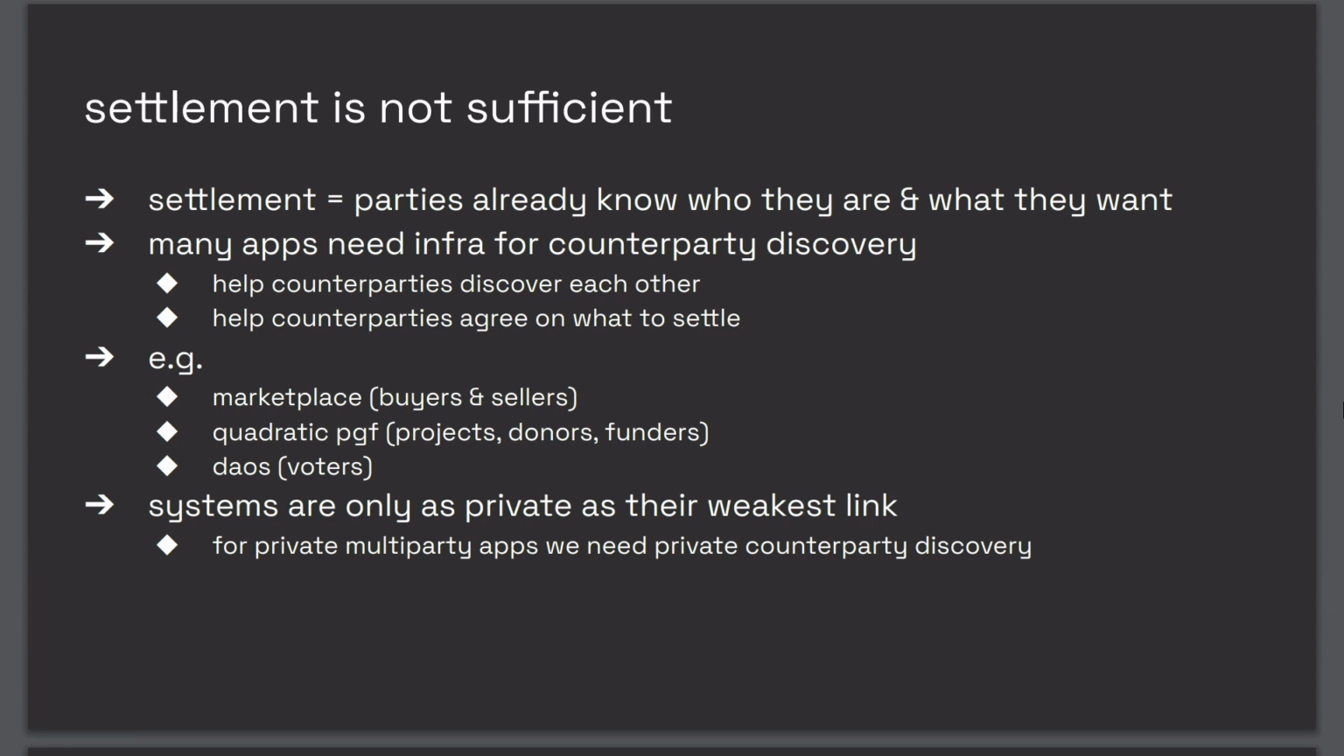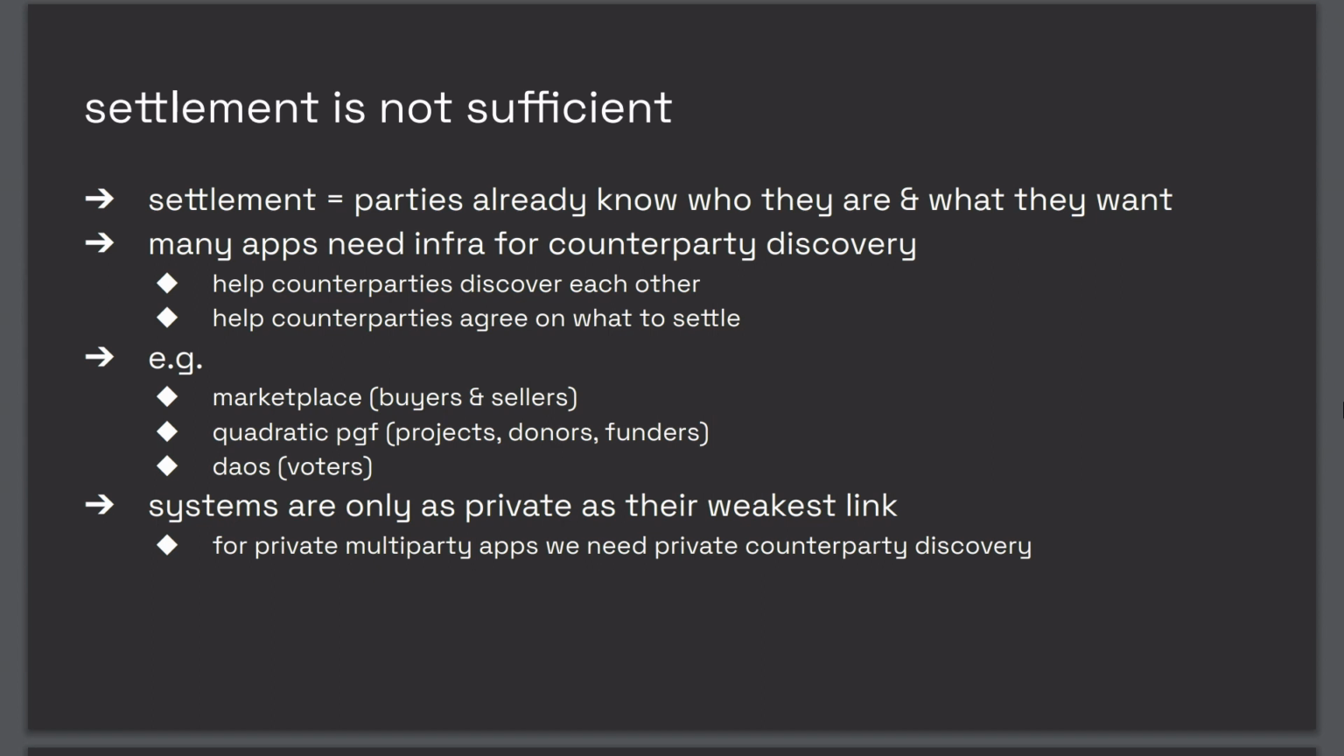If we think about some kind of quadratic public goods funding, you might have projects, and you might have donors to those projects, and you might have funders, like a government or a protocol, who are matching contributions according to the quadratic formula. If you think about DAOs or governance systems, you have different voters. So in all of these cases, there are many different parties, and they want to be programmatically matched, right? They don't necessarily all know each other. If you're doing public goods funding, there may be thousands of people.